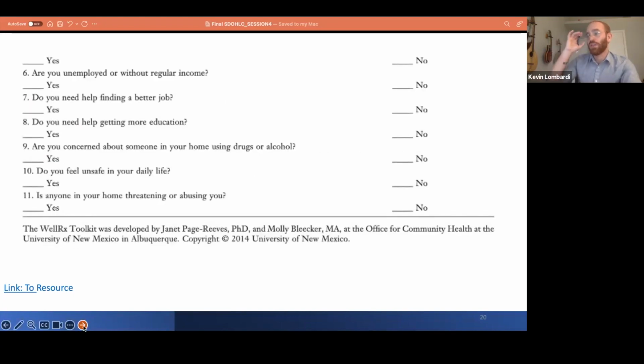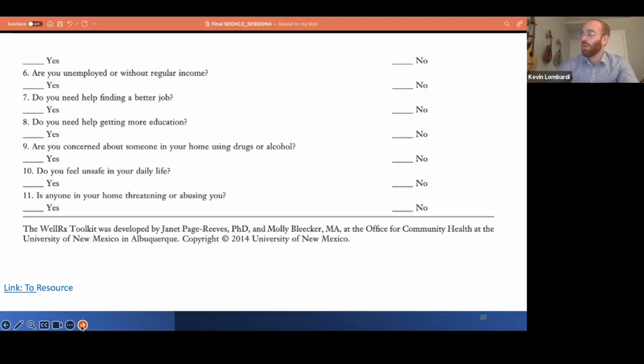And here's our next. They ask questions on employment. Do you have employment? Do you need help finding a better job? You can envision the resources that may be associated with these questions. Do you need help getting more education? Are you concerned about someone in your home using drugs or alcohol? Do you feel unsafe in your daily life?